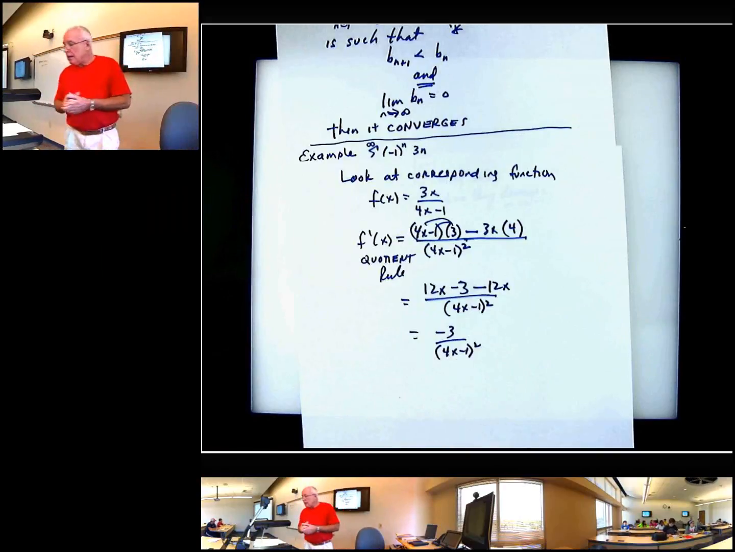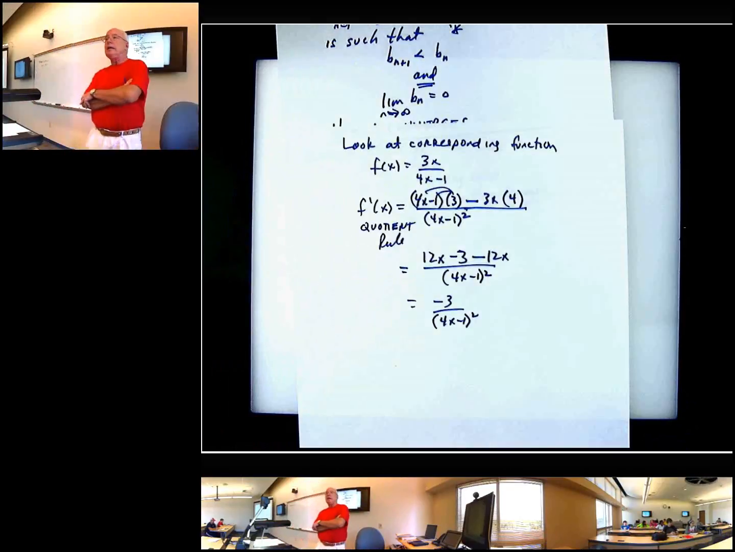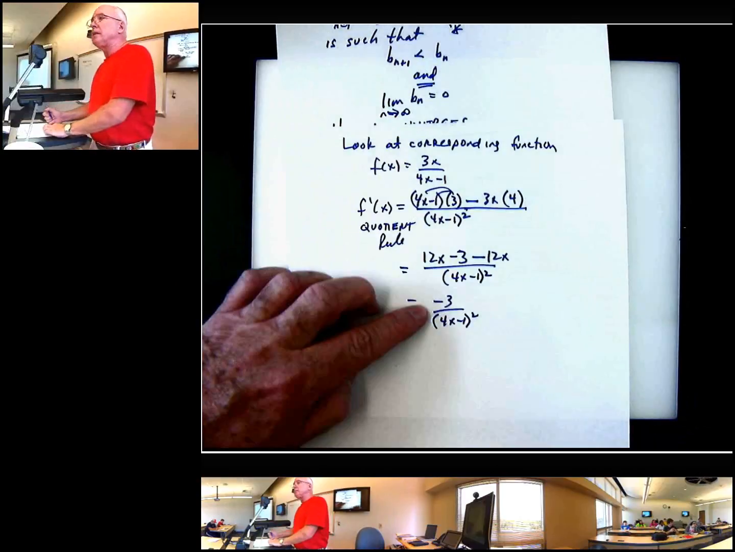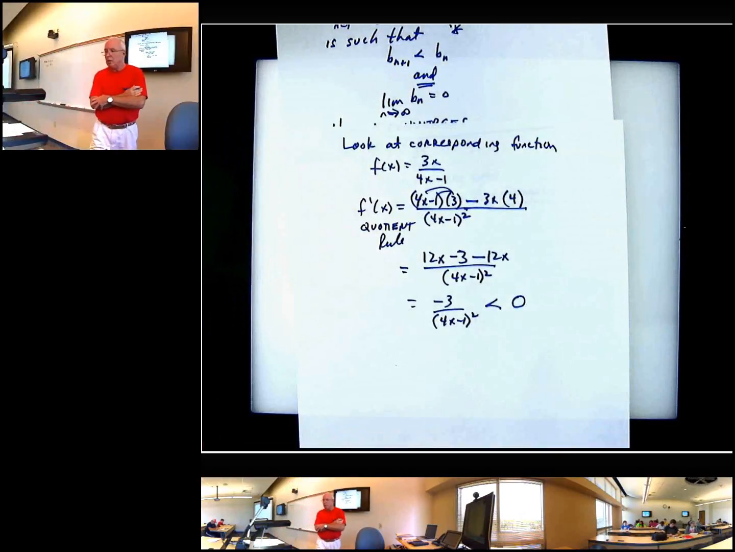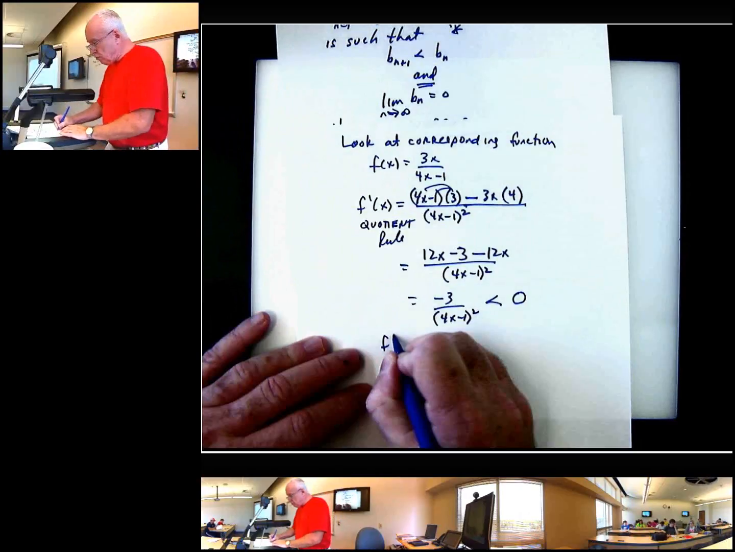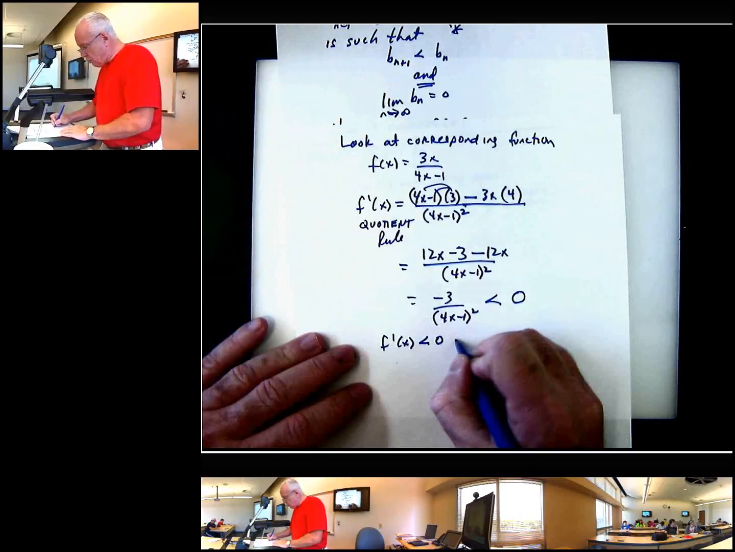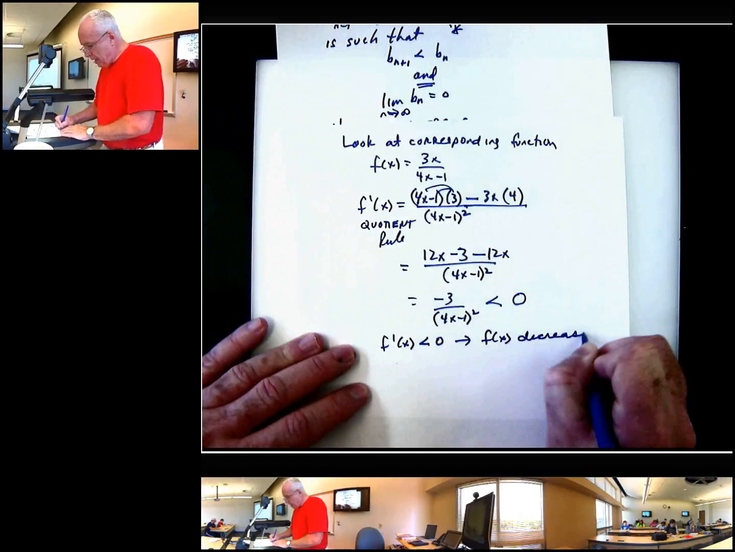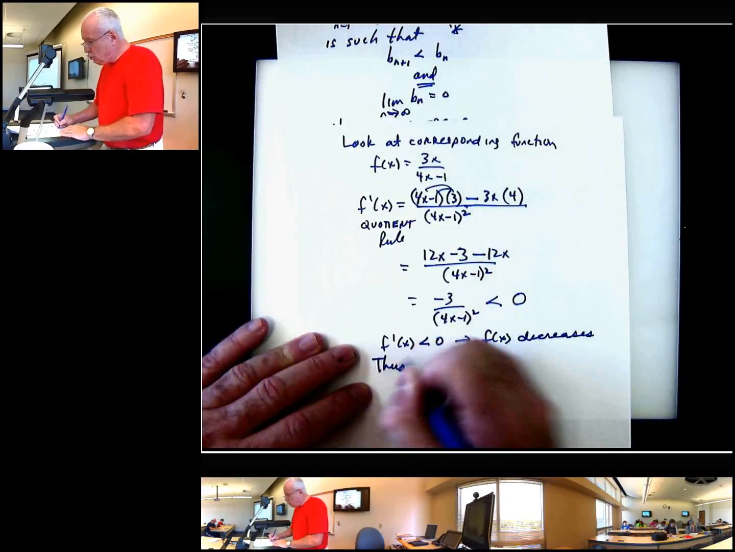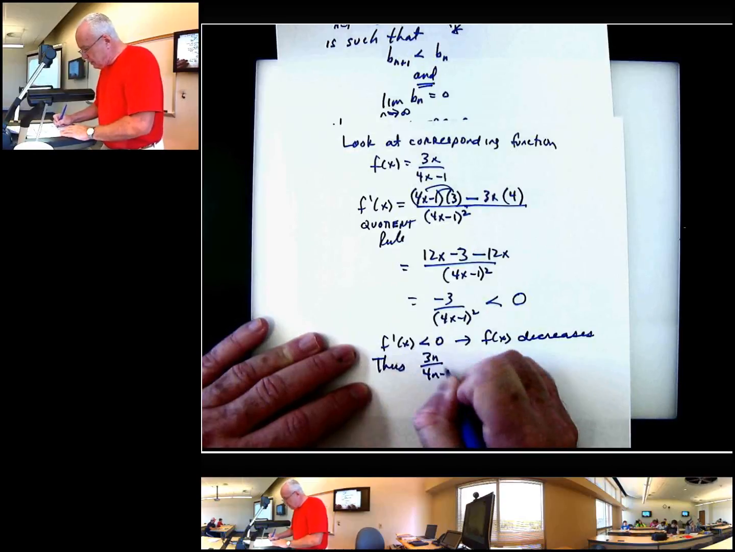Okay. Now, first of all, is the denominator ever going to be negative? No, because we're squaring, so it's never going to be negative, and we have a minus up above, so this thing is always going to be less than 0. It's a negative value. So we've learned that the first derivative of our corresponding function is negative, so that means our f of x decreases, and thus our related term, 3n over 4n minus 1, decreases.